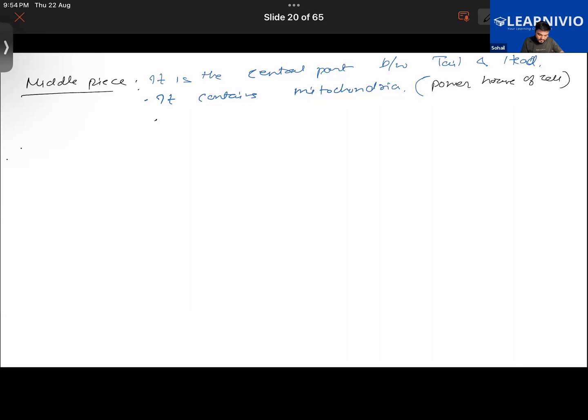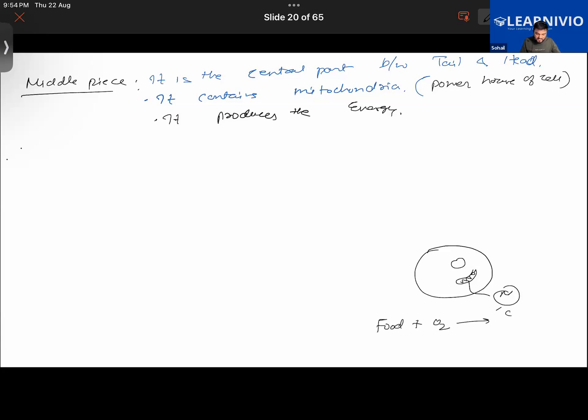So it produces the energy. How will energy be produced? As you guys would have learned about respiration in your previous classes, respiration is the process which is carried out by the mitochondria in the cell. Now, you have a cell, you have a mitochondria like this. Inside the mitochondria, the food is broken down with the help of oxygen to give out energy, carbon dioxide, and water. Right?